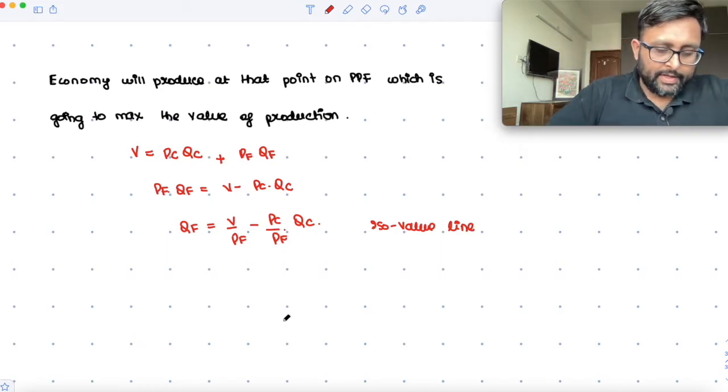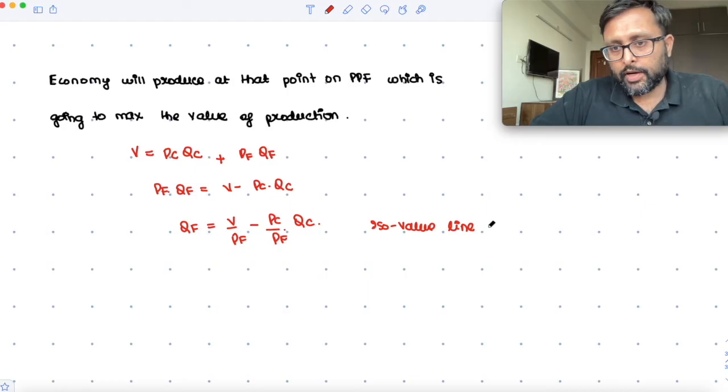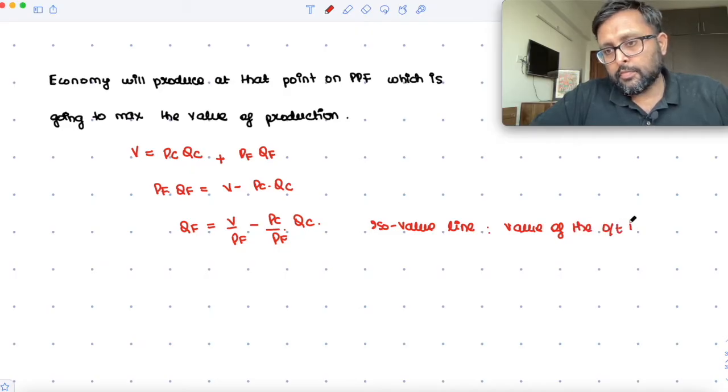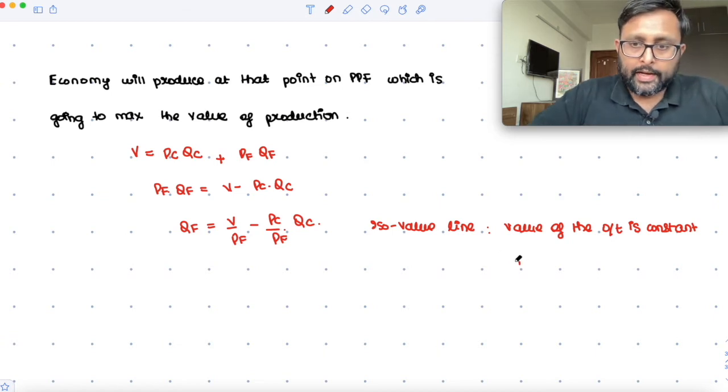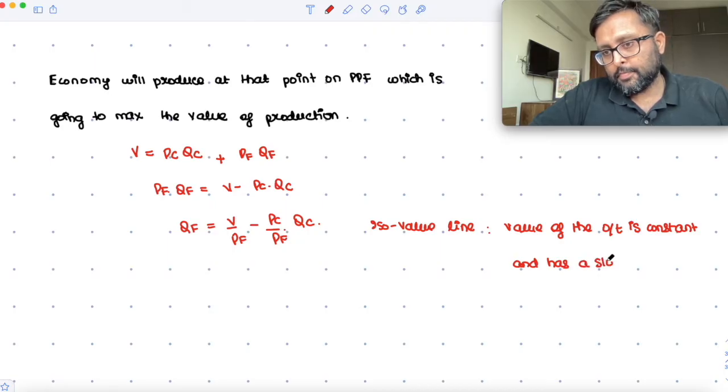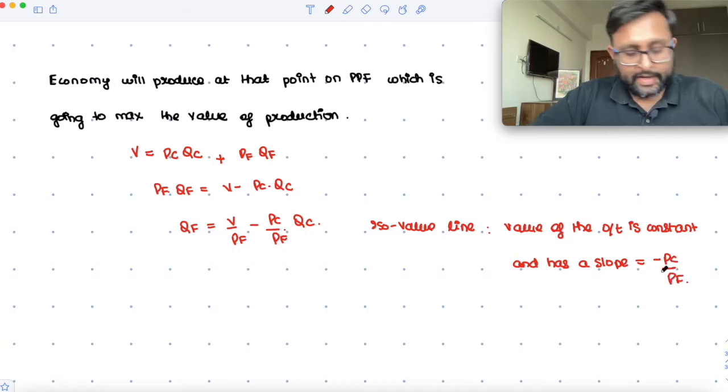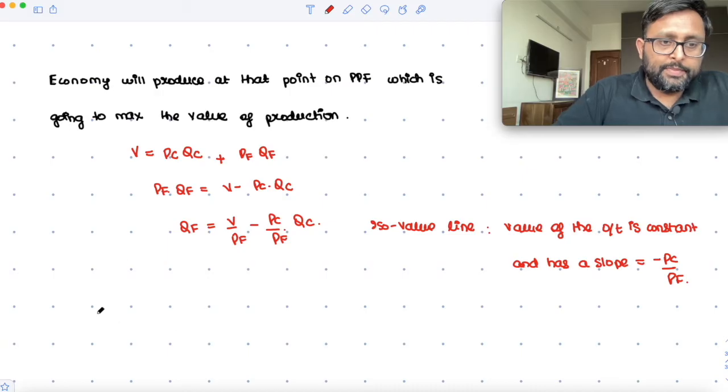This is what my ISO value line is. At this line, the value of the output is constant, right? Along this line, the value of the output is constant and has a slope of minus PC by PF, right? Minus PC by PF.